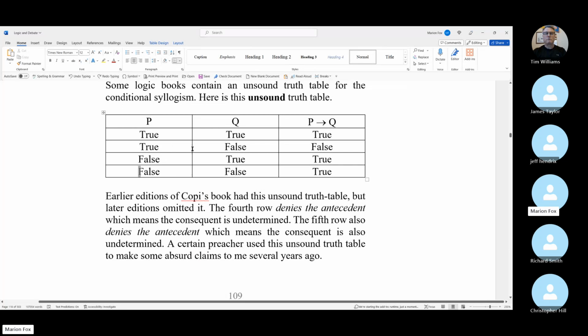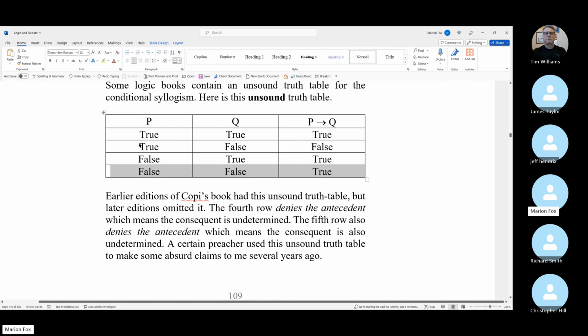If P, then Q is your argument. P is not true, therefore Q is not true. Well, if you deny the antecedent, it doesn't tell you anything about the consequent. Does that make sense? So this right here denies the antecedent, which is a fallacy.